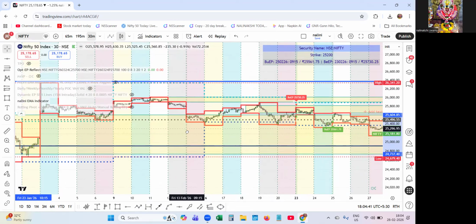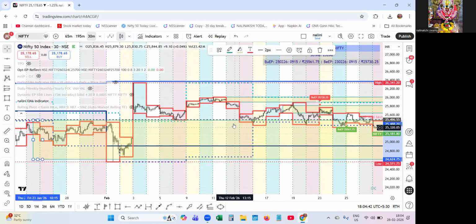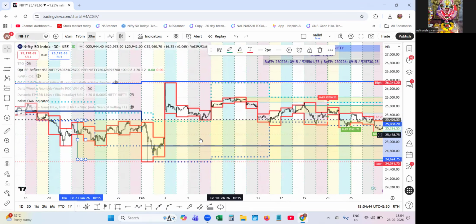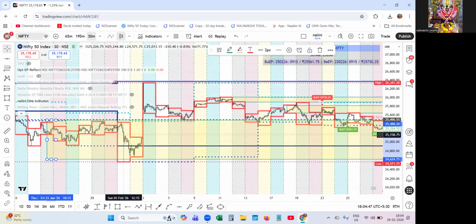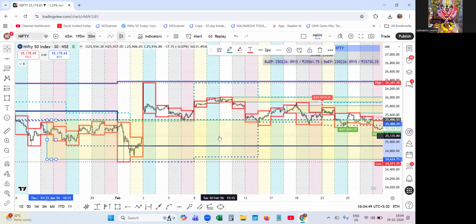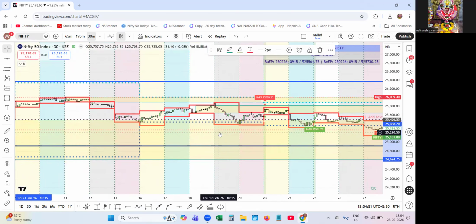We are in this area now. So market has to hold this, because from here market had gapped up, market has to hold this. Like this, you can analyze and you can have very good trade.